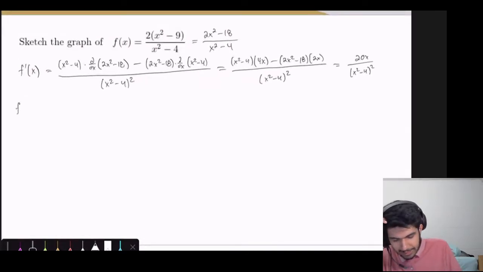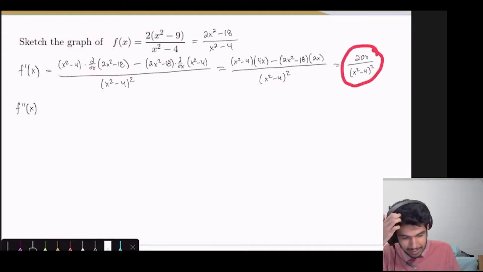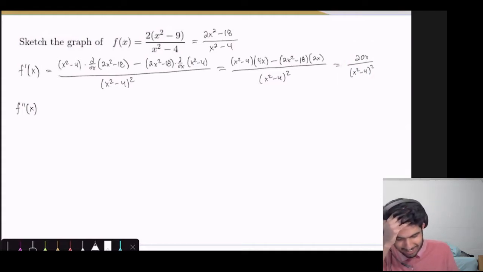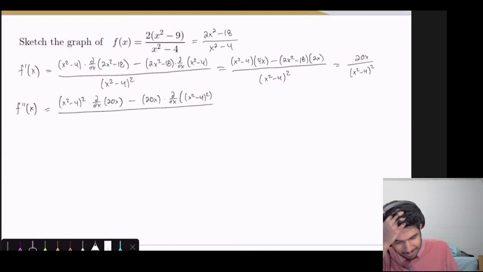But first, let's find the second derivative of x. And to do that, we have to take the derivative of this function here. And that looks like quotient rule again. So let's do it again. X squared minus 4, low, times the derivative of high, derivative of 20x, minus high, 20x, times derivative of low, that's x squared minus 4 quantity squared. All of this over x squared minus 4 quantity squared, that quantity squared.